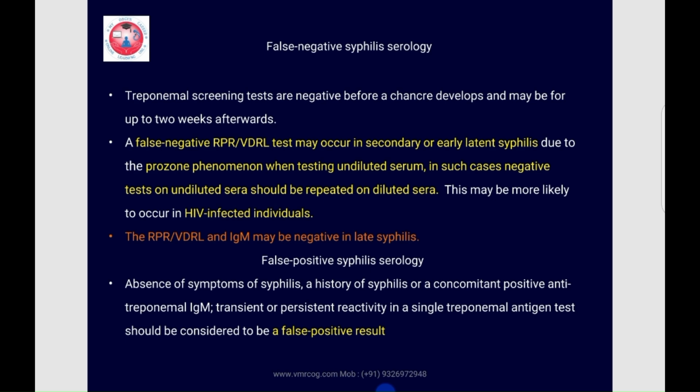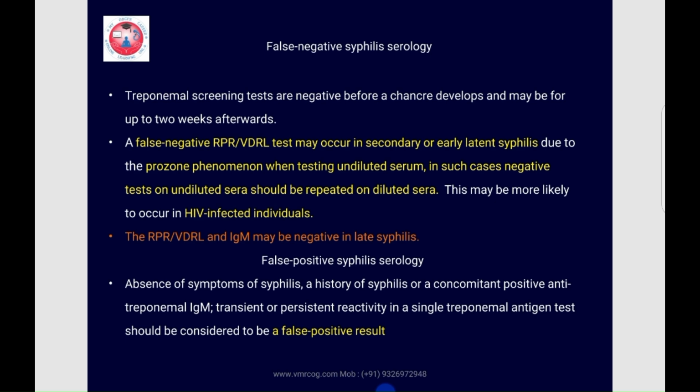Second, a false negative RPR or VDRL test may occur in secondary or early latent syphilis due to the prozone phenomenon. So in secondary syphilis or early latent syphilis, the VDRL and RPR can be falsely negative, and this is because of the prozone phenomenon. Again, this is one of the SBA or EMQ topics.